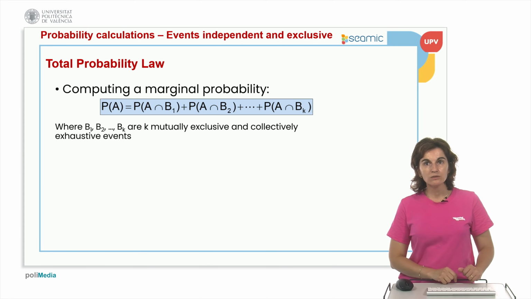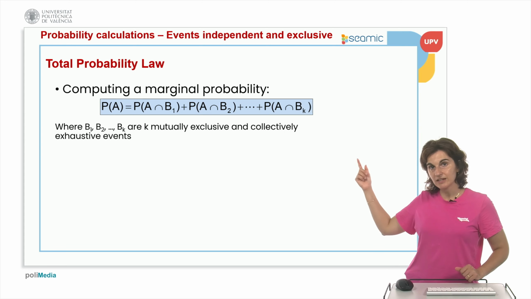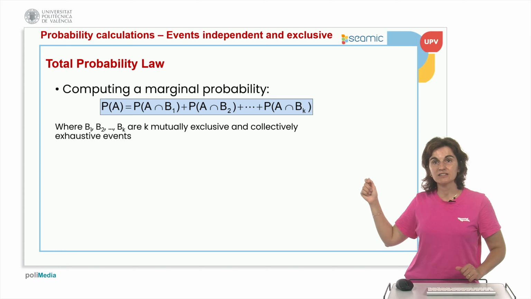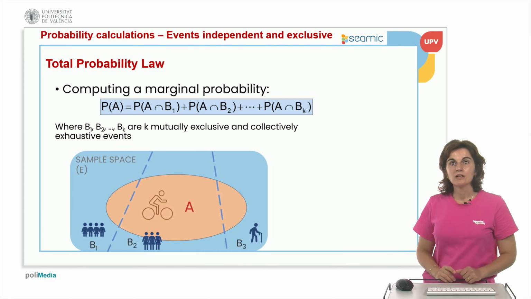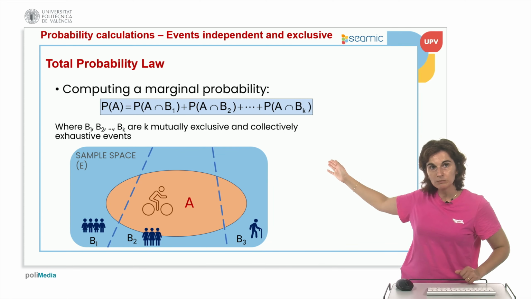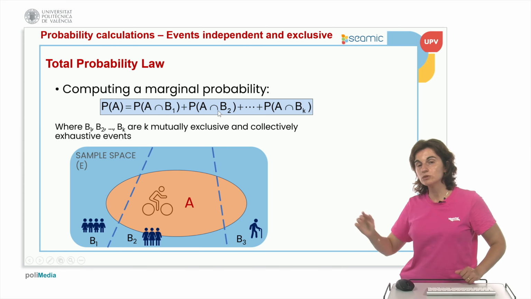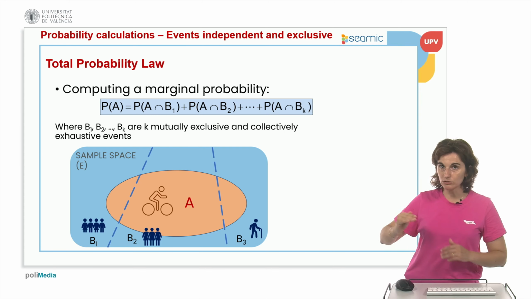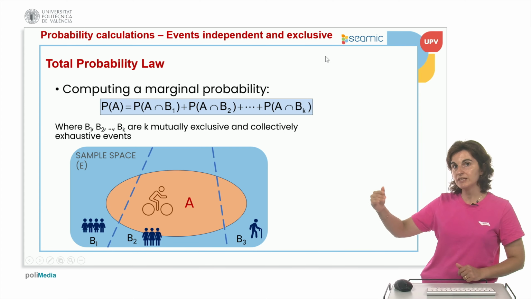So this law tells us that the probability to observe the event A, the event that's interesting for us, in our example, the probability to ride a bike, is defined as the joint probability, the intersection between A and B1, as it is shown in the formula here, and also probability of A and B2, and we may continue this expression until we reach probability of A and Bk.